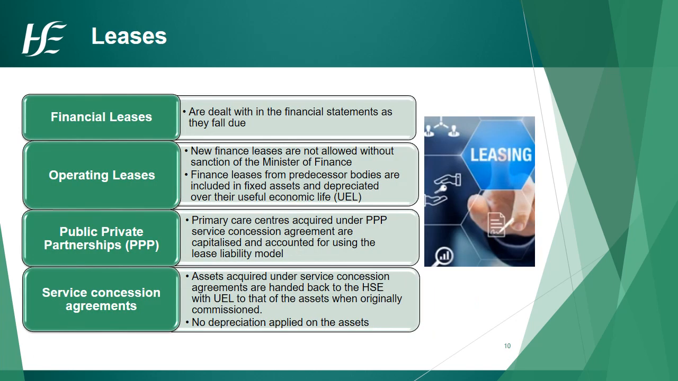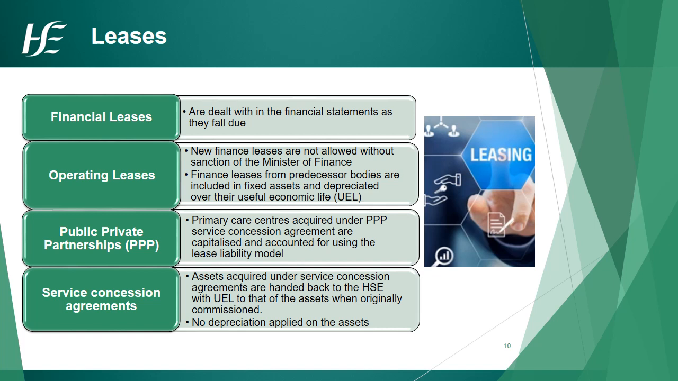There are 4 types of leases accounted for in the HSE: operating and finance leases, leases under the public-private partnership, and finally service concession agreements. Operating leases are dealt with in the financial statements as they fall due. Finance leases may involve an element of borrowing.